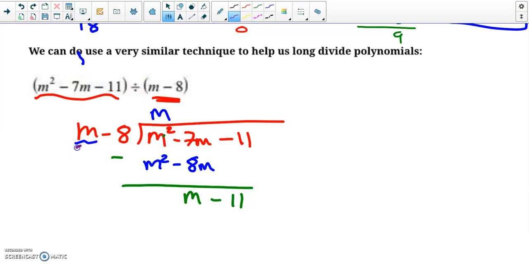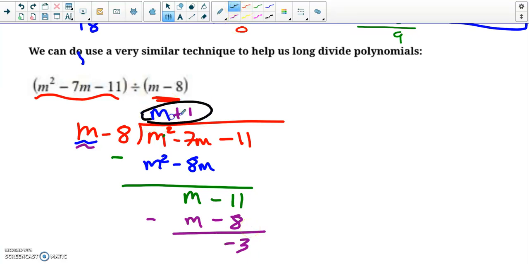What do you multiply m by to get m? Well, you multiply it by positive 1. So then we're going to do m times positive 1, negative 8 times positive 1, and we are going to subtract. M minus m is 0. Negative 11 plus 8 is negative 3. We can't put m into negative 3, so we're done.